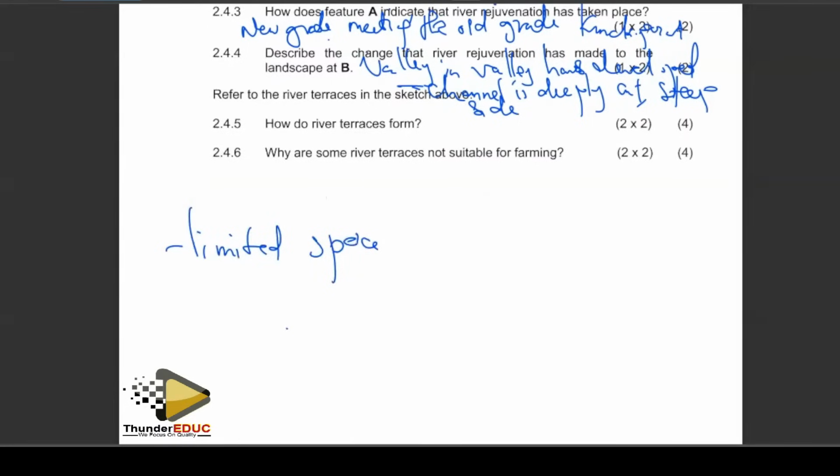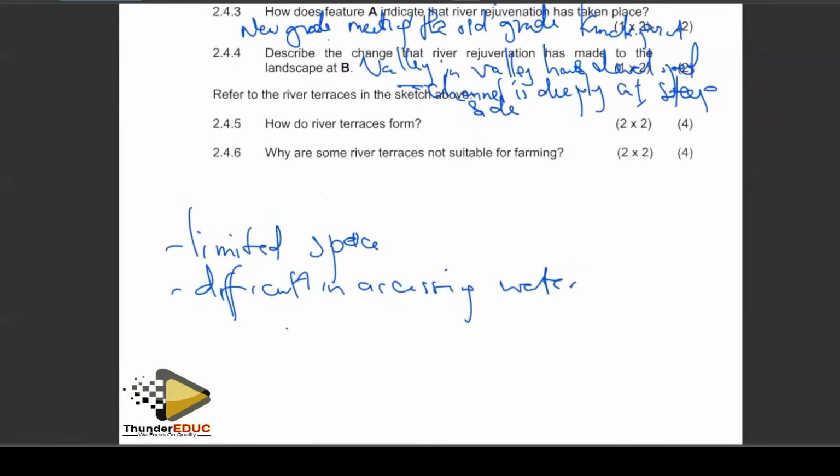After rejuvenation, maybe the new channel just leaves a smaller space as a terrace, which means it's not comfortable or sufficient enough to do any productive agriculture. And also difficult in accessing water.